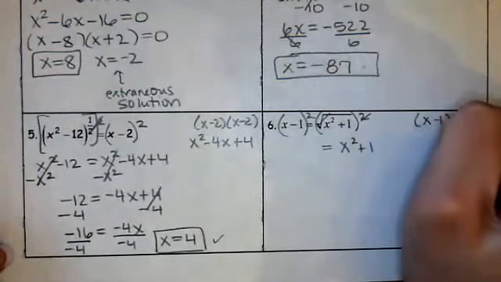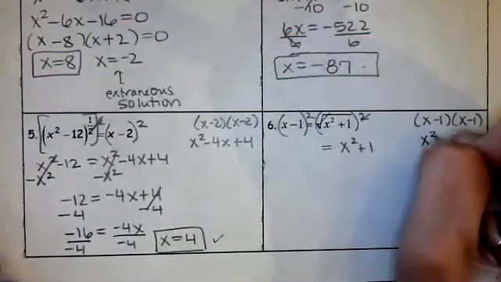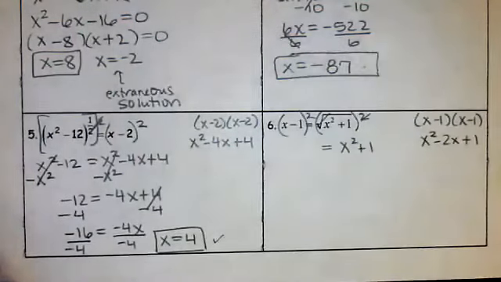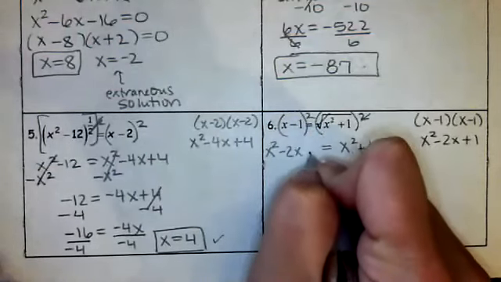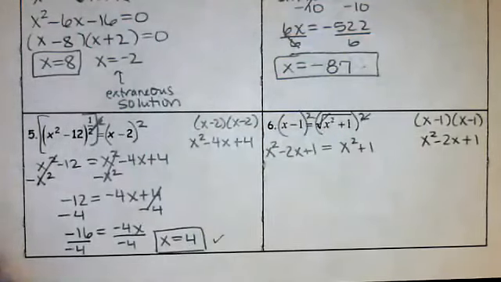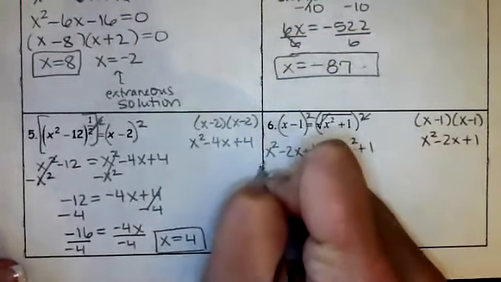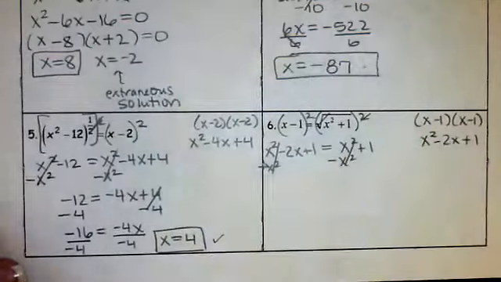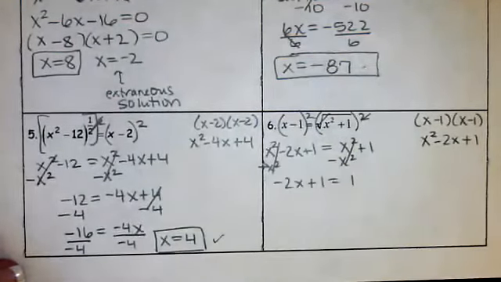This side, we're going to have to FOIL x minus 1 times x minus 1. That gives us x squared minus 2x plus 1. So that's what's going to go on my left-hand side here. Now we're ready to solve this. We subtract the x squared to get it to the other side. And again, this one canceled out. Just kind of nice. It leaves us this linear equation.